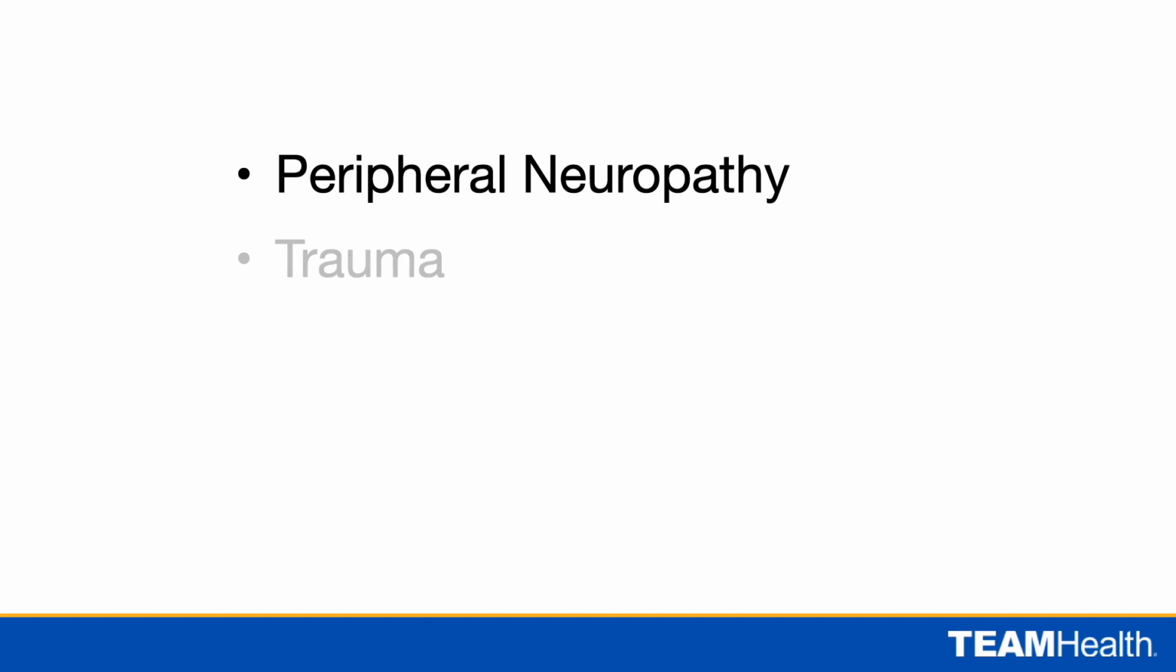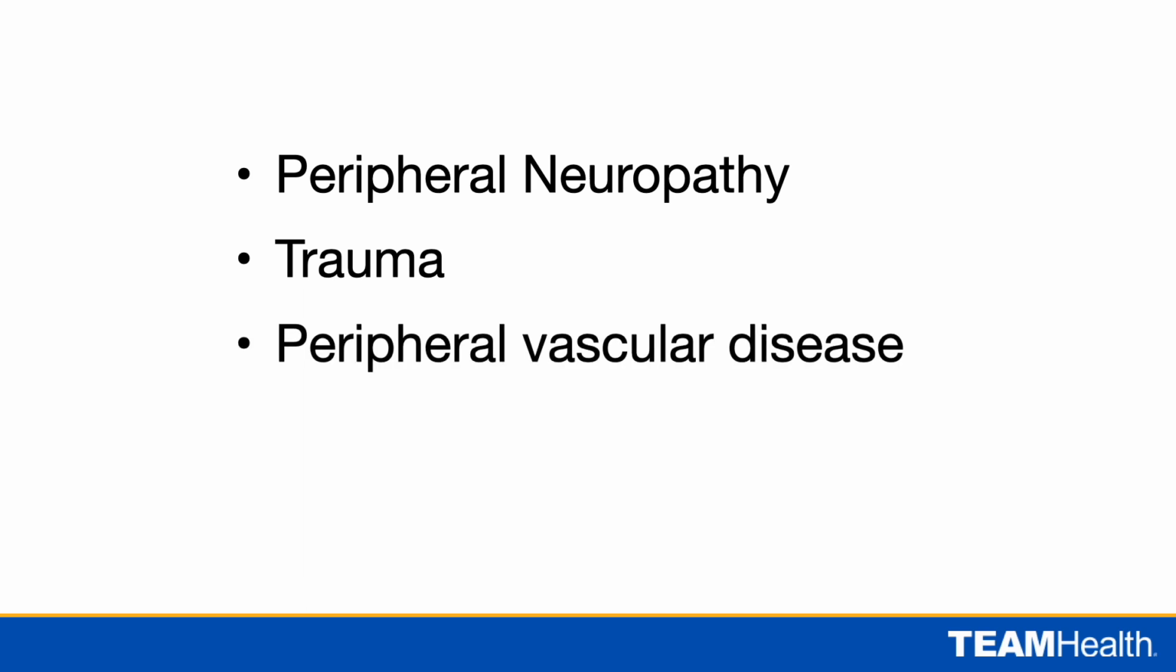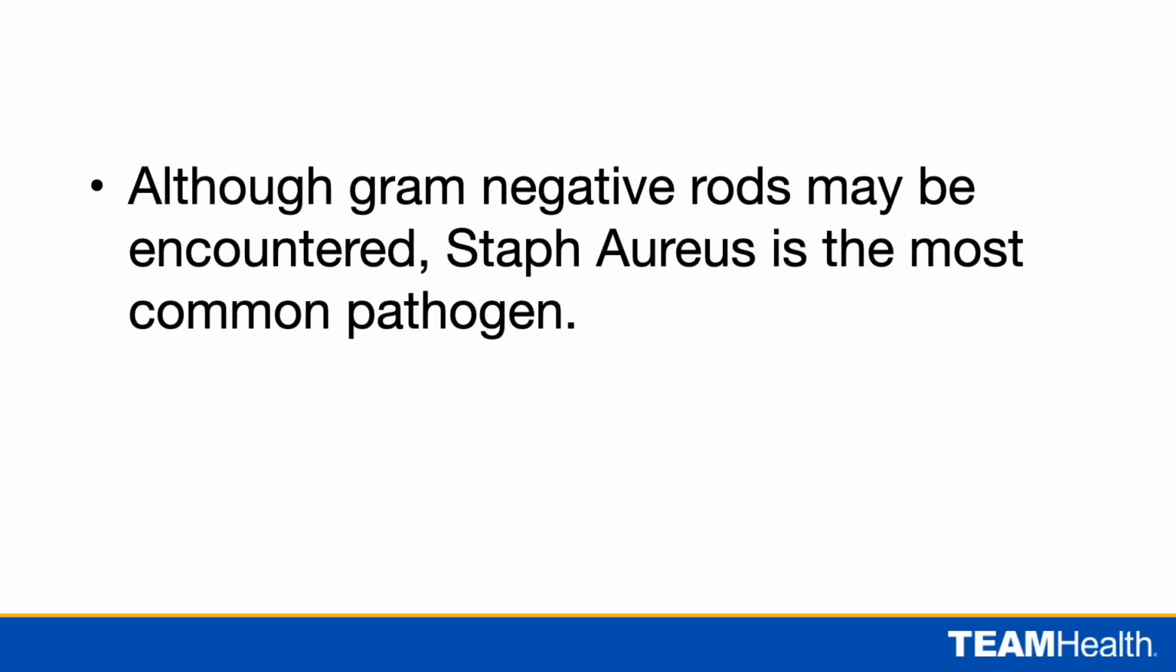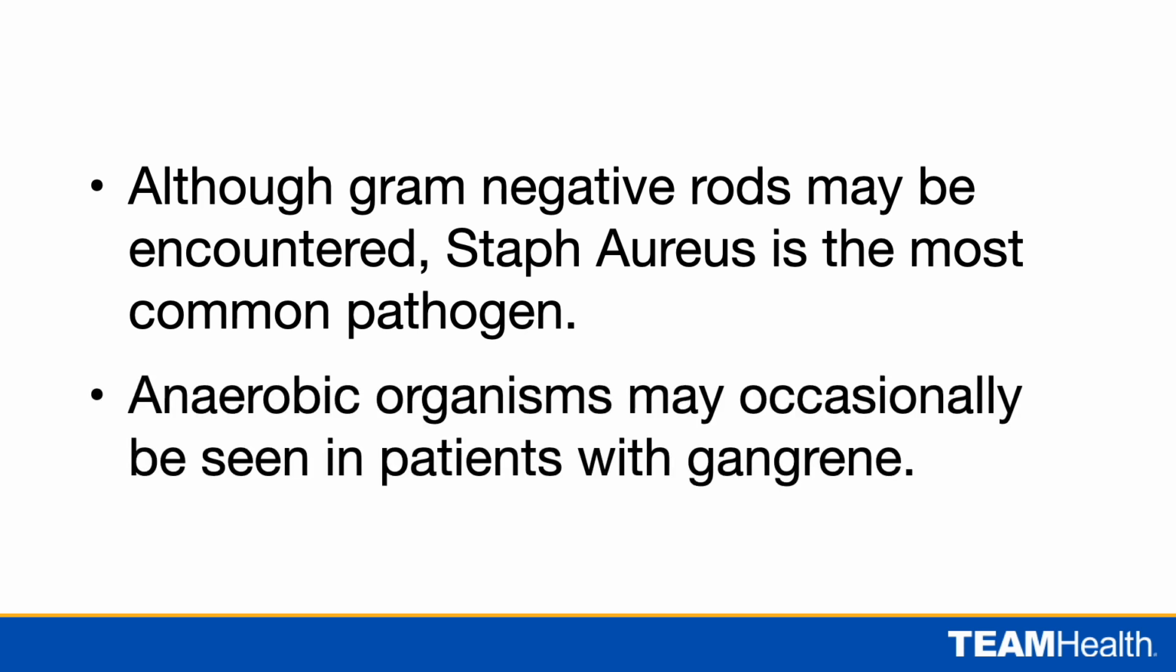Diabetic foot ulceration is multifactorial with a combination of peripheral neuropathy, trauma, peripheral vascular disease, and difficulty with wound healing. Secondary infection leads to ulcers and abscess. Although gram-negative rods may be encountered, Staph aureus is the most common pathogen. Anaerobic organisms may occasionally be seen in patients with gangrene.